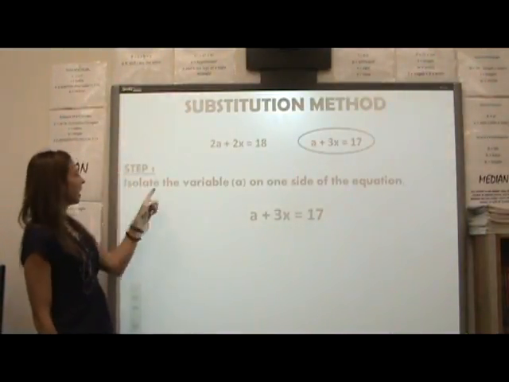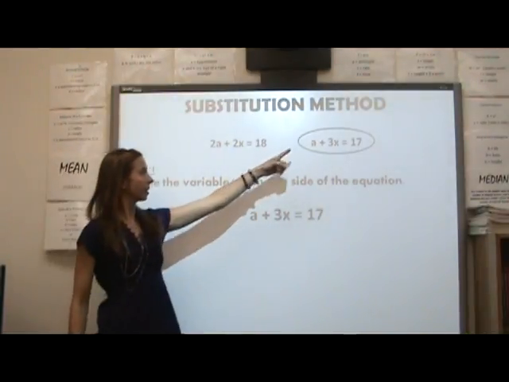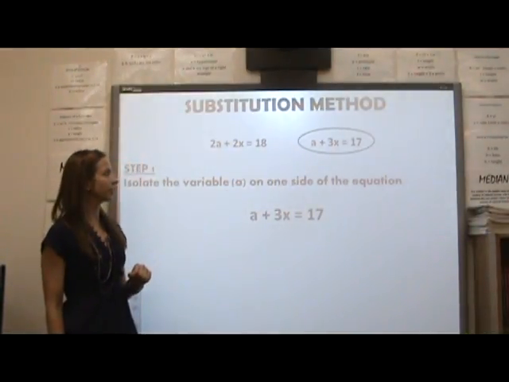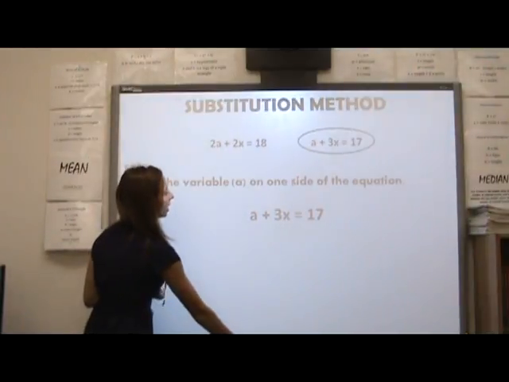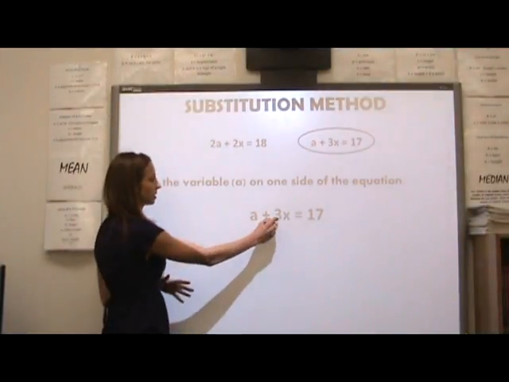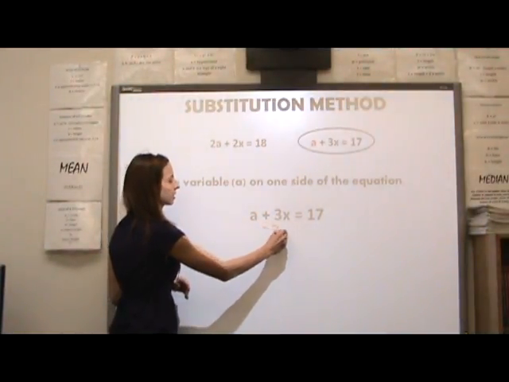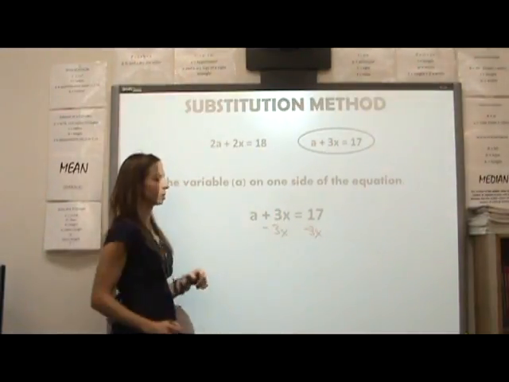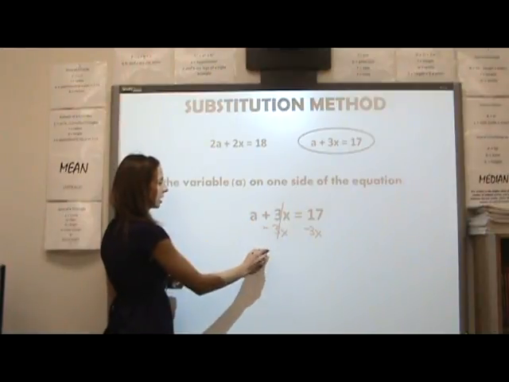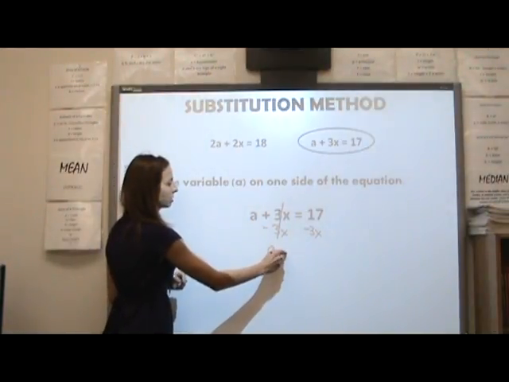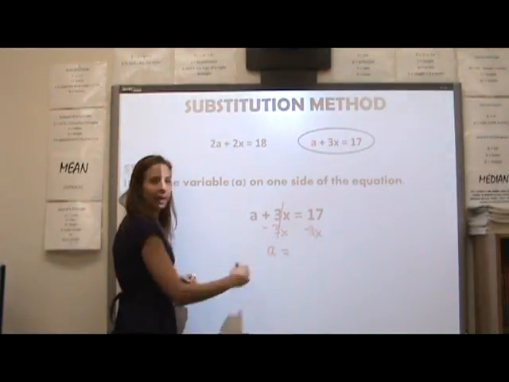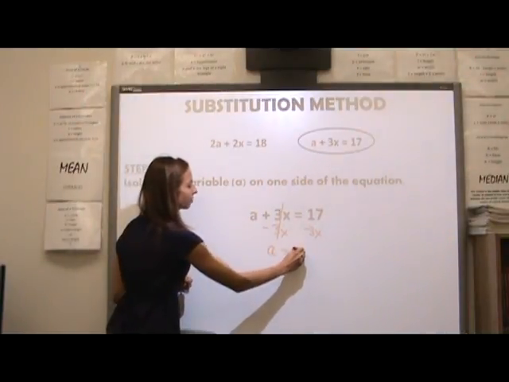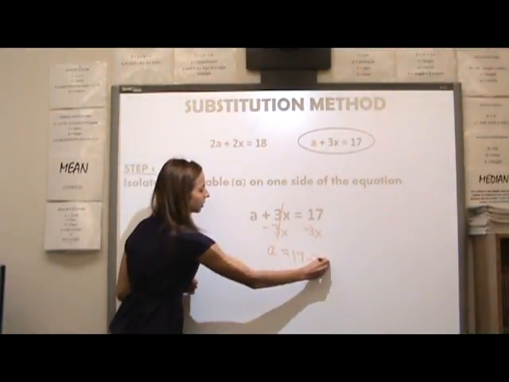Step 1, isolate the variable A on one side of the equation. To do that, we need to subtract 3x on both sides of the equation. We're going to cancel and drop our A variable down. Then we cannot combine unlike terms, so we're left with 17 minus 3x.